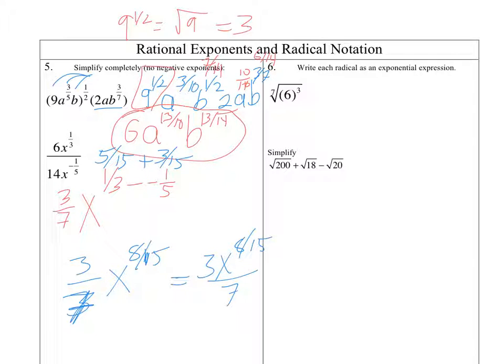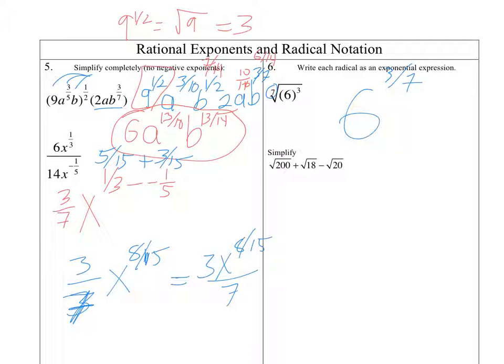Second part of this is a little bit easier. We're trying to write this in exponential notation. That's just going to be the base of 6 to the 3/7. This bottom part, the denominator, is going to be the index of the root. Okay? Second part of this, we're trying to simplify. In other words, is there a way to reduce these radicals?